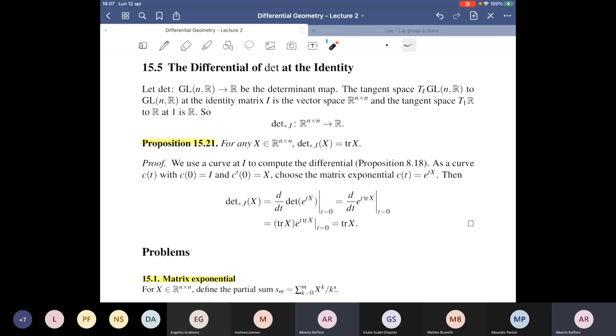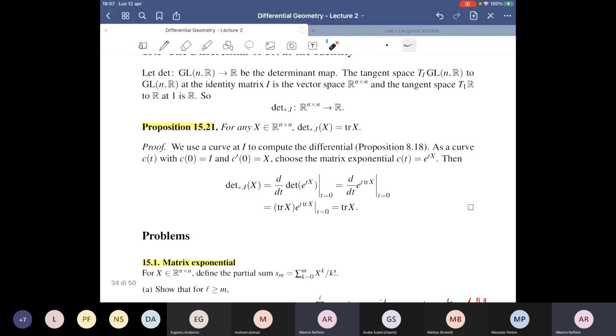And this is just a computation, because you just have to consider a curve passing through the identity with tangent vector x. This is precisely the matrix exponential we introduced. Take the derivative of this, and you use the fact that the determinant of this exponential is the exponential of t times the trace of x. This is the derivative of the usual exponential function, and then you will end up with the trace of x. So this tells you the shape of the differential of the determinant at the identity.